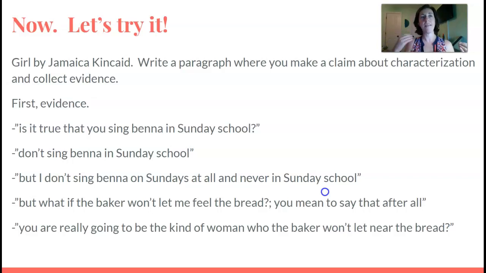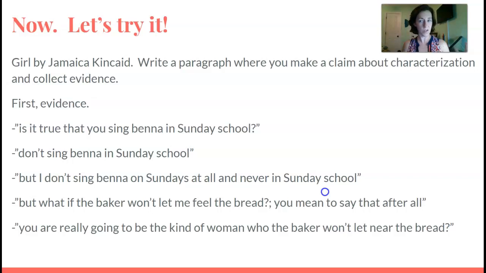As I read this piece, I am collecting pieces of evidence that I find interesting. So I found this first one when the speaker turns to the girl and actually asks her a question. Is it true that you sing Benna in Sunday school? I found that to be really interesting because the rest of this piece is a series of directives. Do this, do this, do this. This is how you do this.